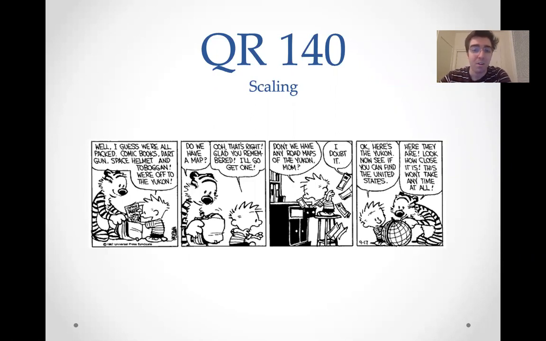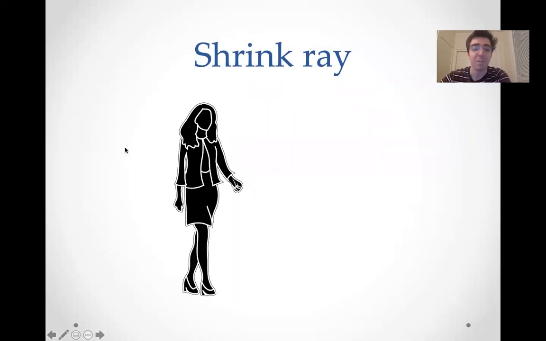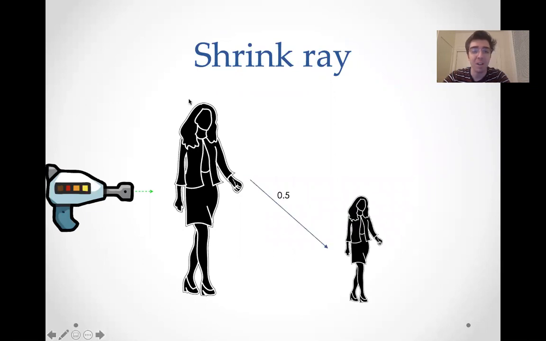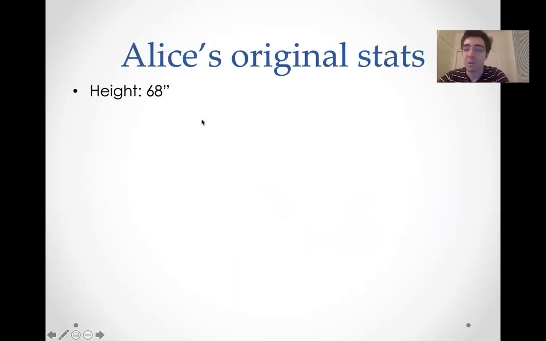So I'll start with a little science fiction example. All right, let's say that we have Alice here, and Alice gets hit with a shrink ray. Basically takes Alice from whatever her original height was and drops her down to be 1/2 her original height. She gets scaled down. Okay. Now, I'm going to give you some stats about Alice as she was as a regular human adult. Alice was 68 inches tall, right? So 5'8".